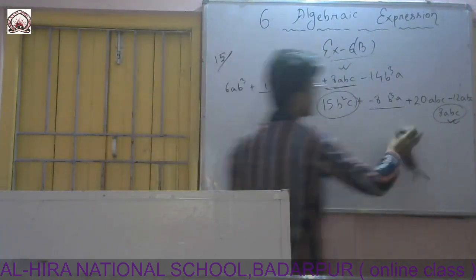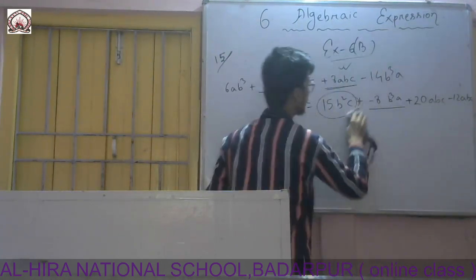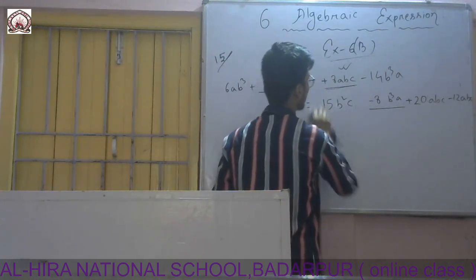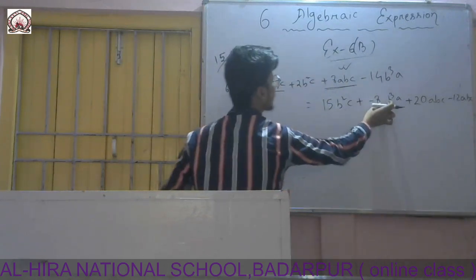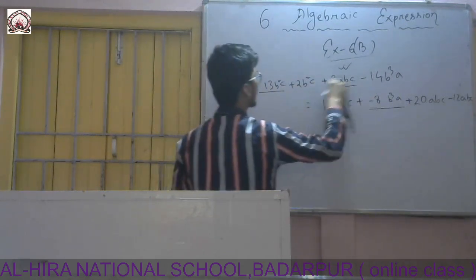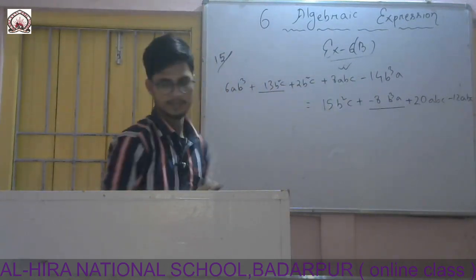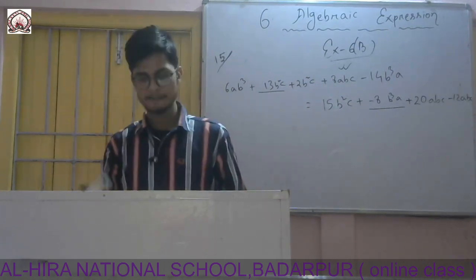The answer will be, on this side it will be ab cube minus 8b cube a, and there it will be 13b squared c. So this is the end of this exercise.